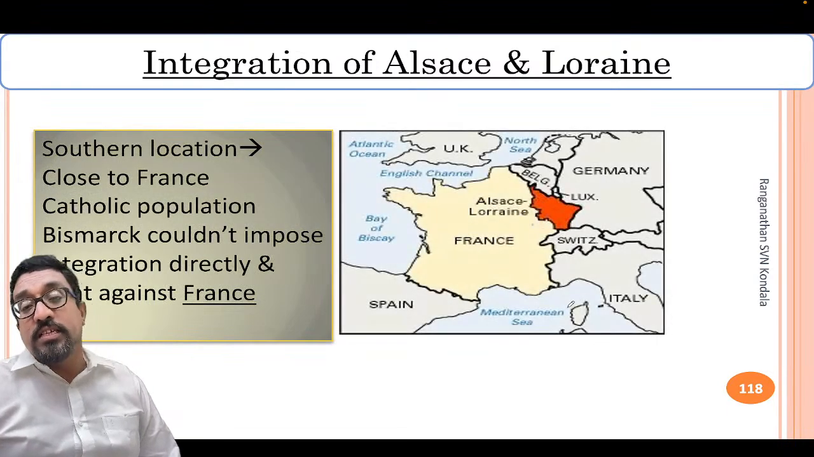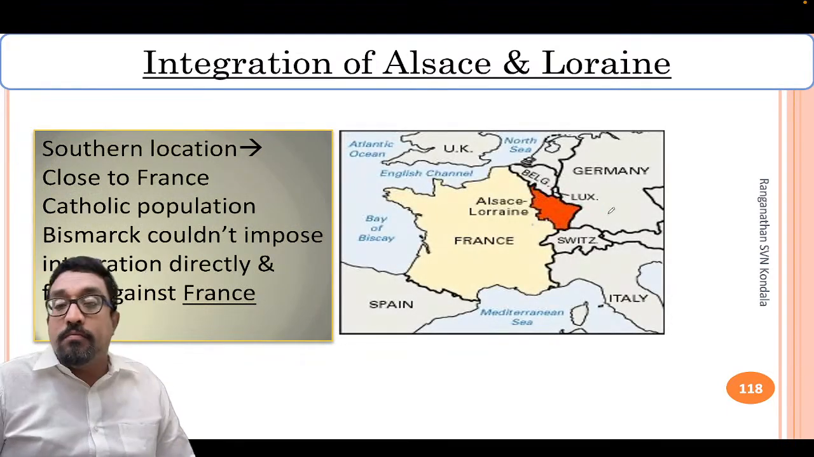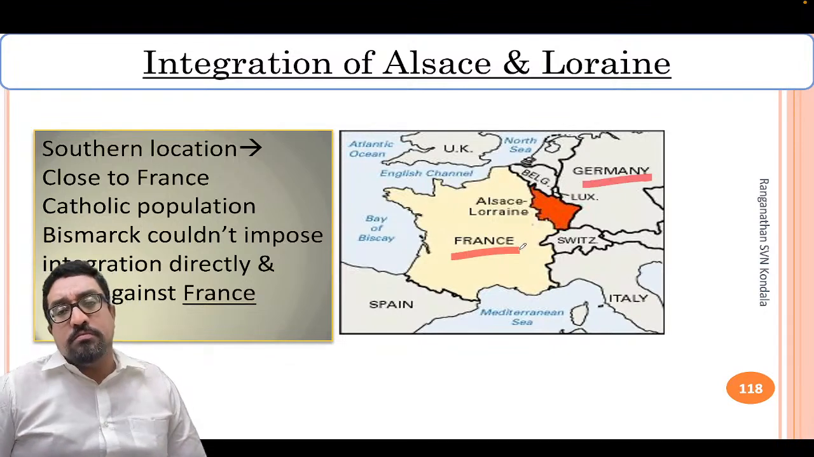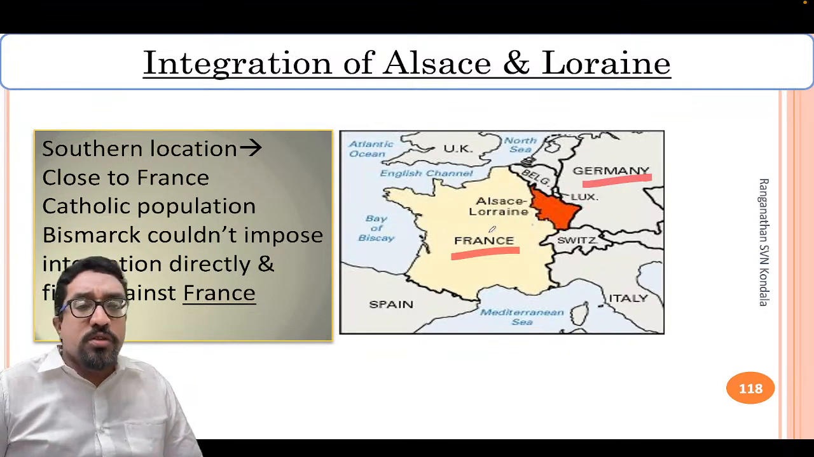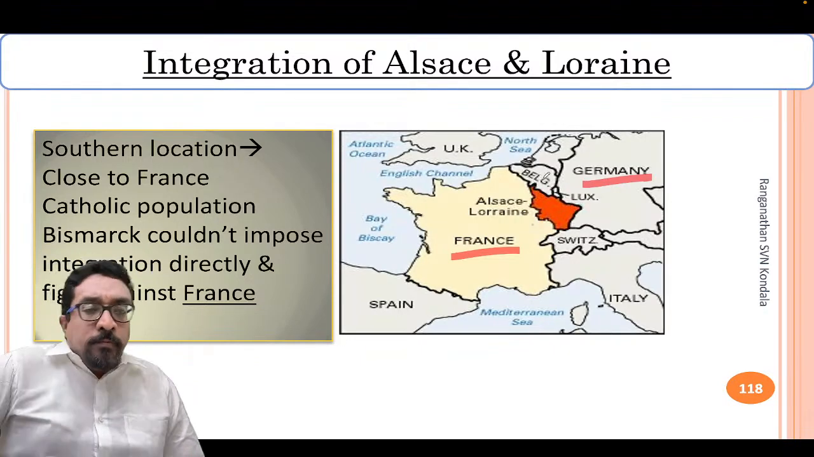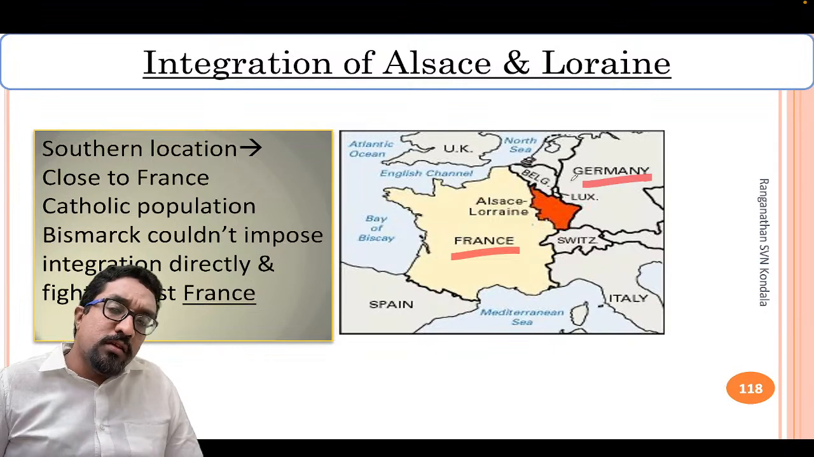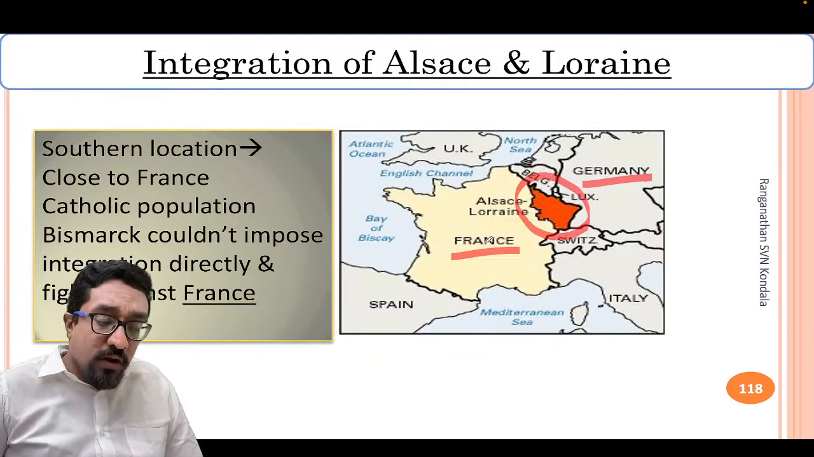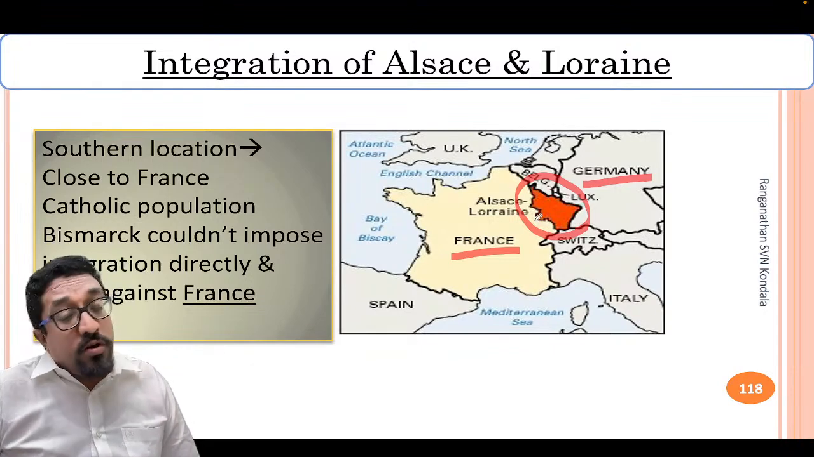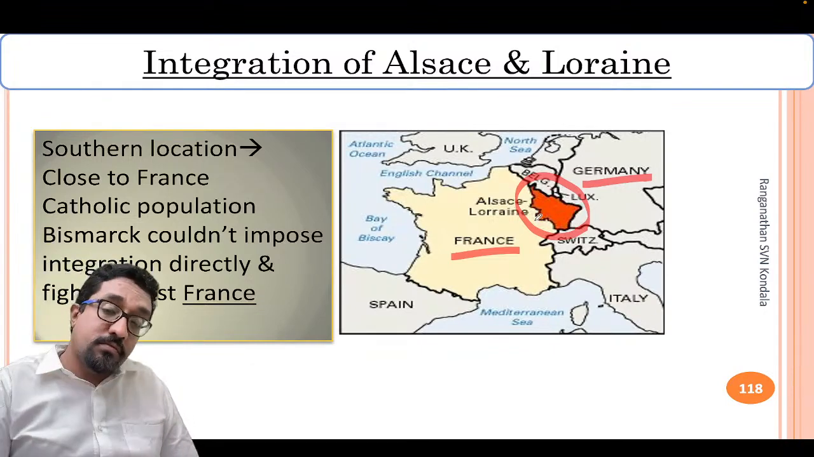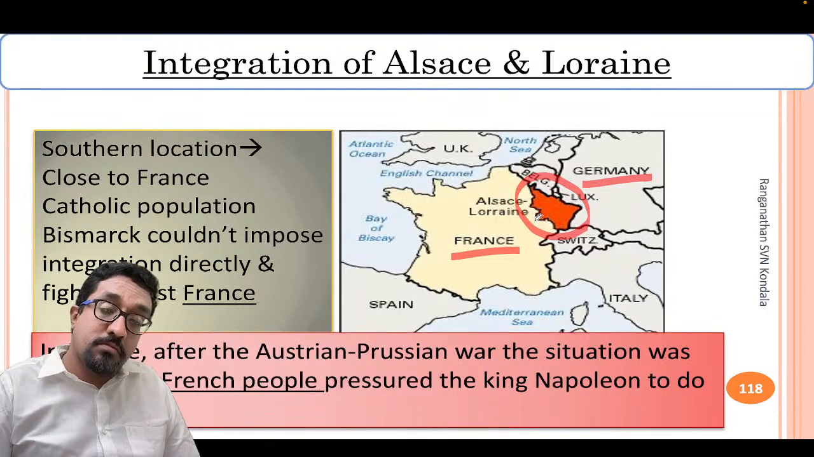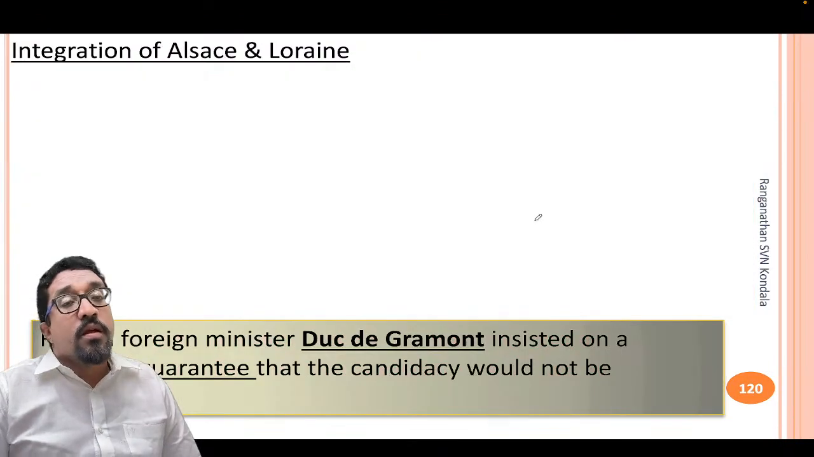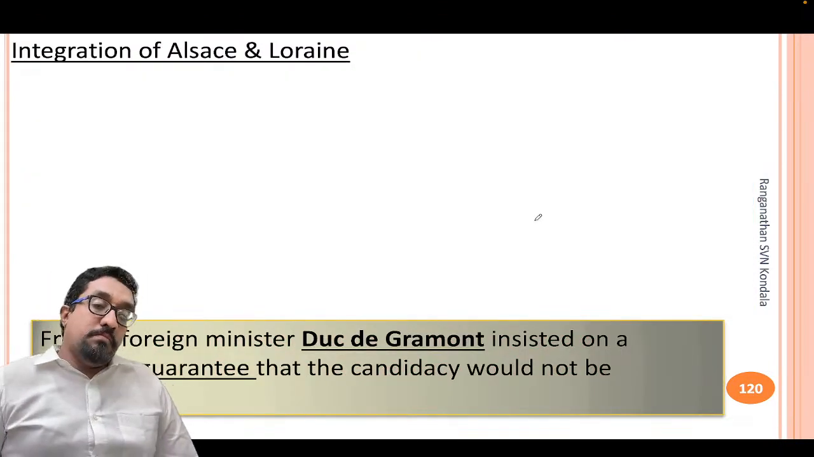Then came integration of Alsace-Lorraine. Now, this was a problem. Between Germany and France, there was a territory, the territory of Alsace and Lorraine, very close to Germany and France. And Germany wanted this territory at any cost. Okay. एक प्रॉब्लम था.